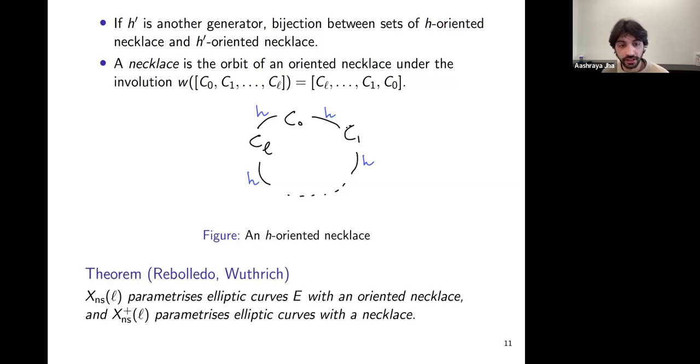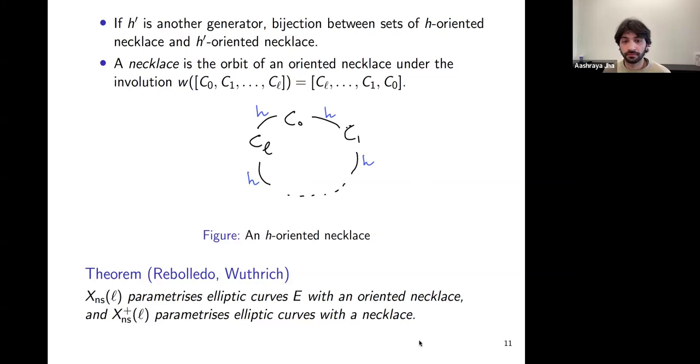And now the theorem of Rebolledo and Wuthrich. The non-split Cartan curve parametrizes elliptic curves E with an oriented necklace, and the extended non-split Cartan curve parametrizes elliptic curves with a necklace. Okay, any questions about what this curve is? Because this will end up being the main object of study.